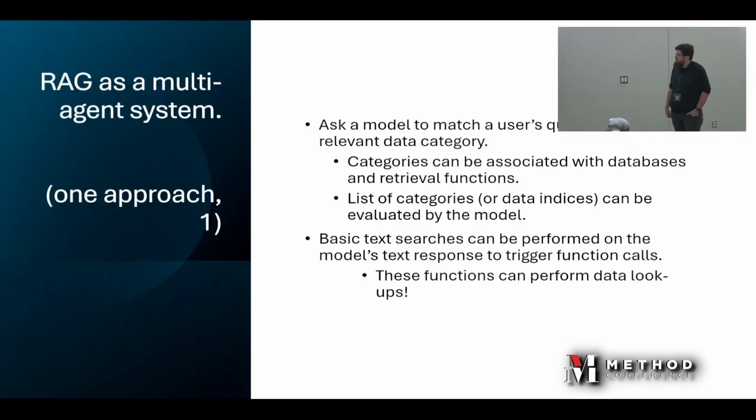So again, to discuss more about how we fleshed our system out, right? We decided to call the API, asking the model to match a user's question with a relevant data category. Categories can be associated with databases and retrieval functions, and they can be evaluated by the model.